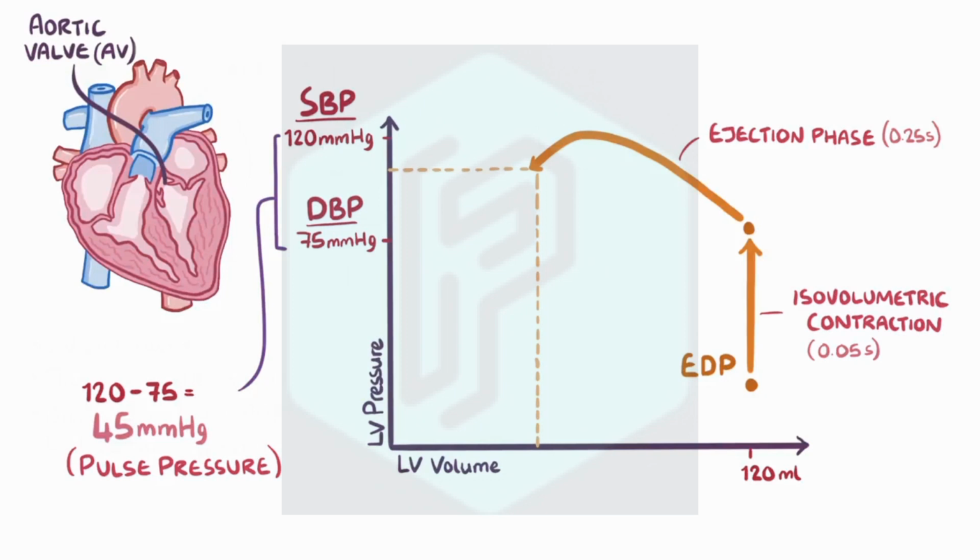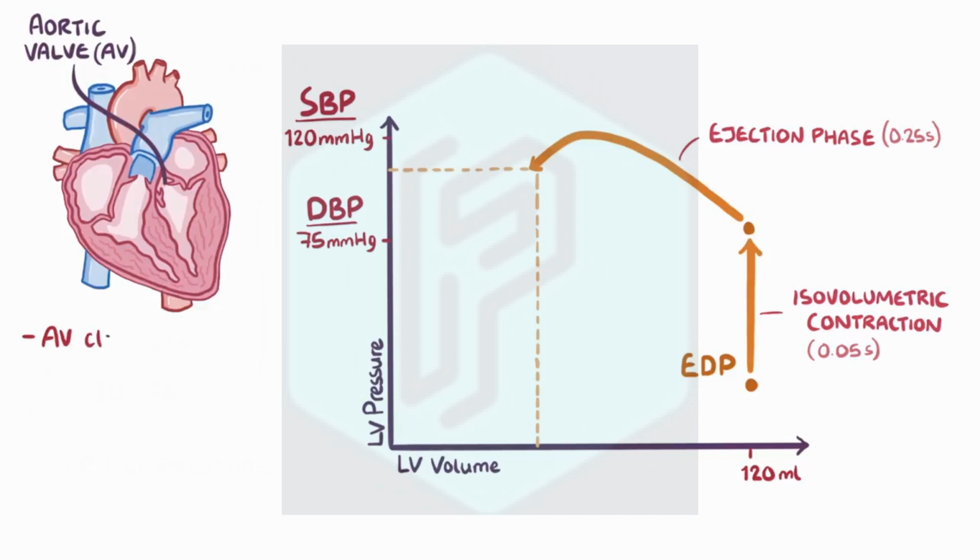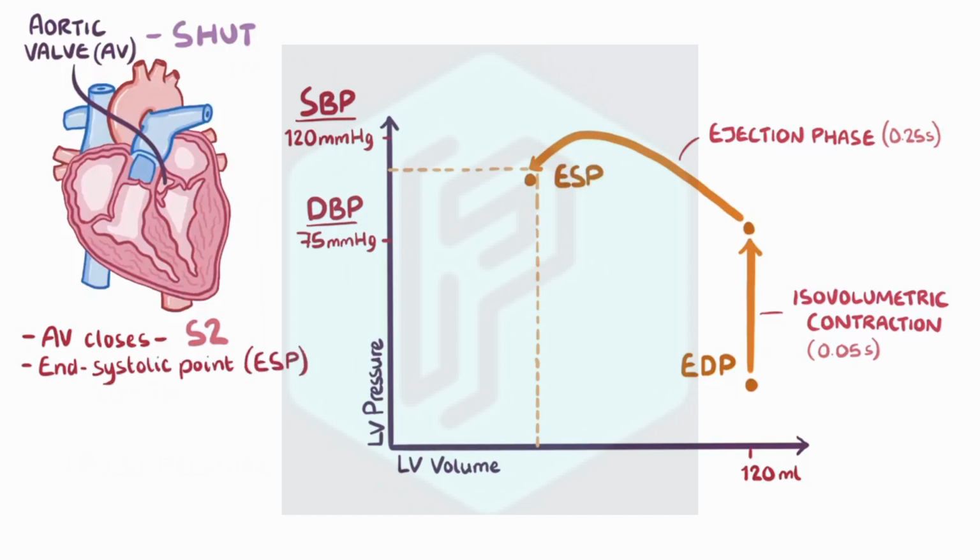Eventually, aortic pressure exceeds the pressure within the left ventricle, so the aortic valve snaps shut. As it does this, it makes a short, sharp sound. And this is called the second heart sound, or S2. So, this marks the end of the systolic period, also known as end systolic point. At this point, the volume inside the left ventricle, known as the end systolic volume, is normally about 50 millilitres.